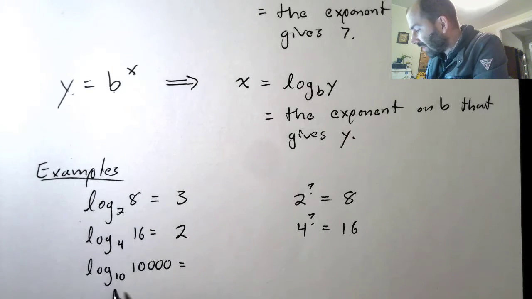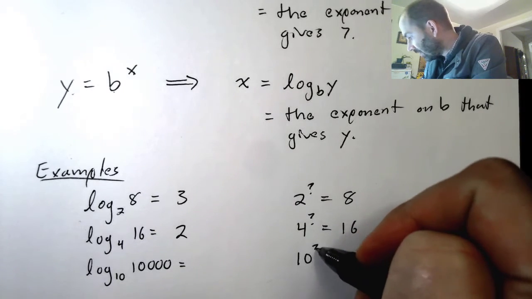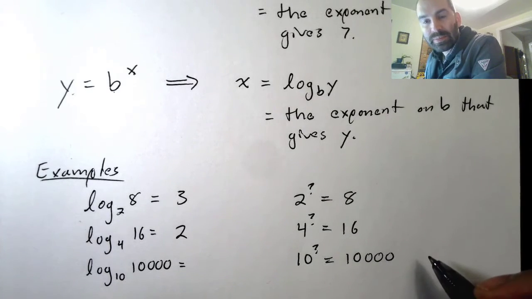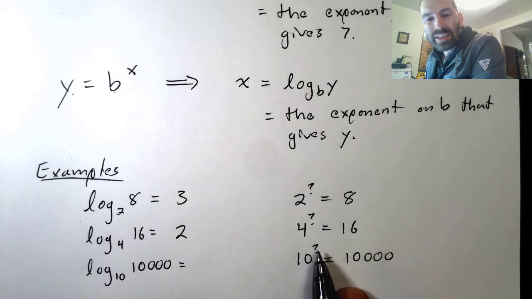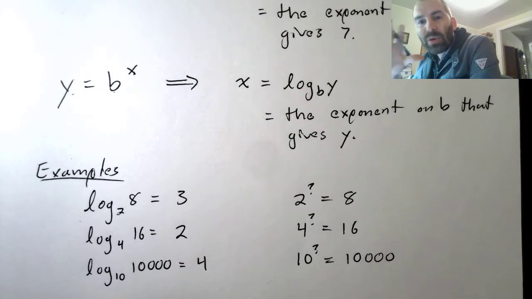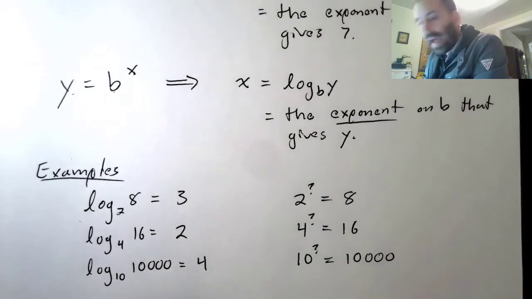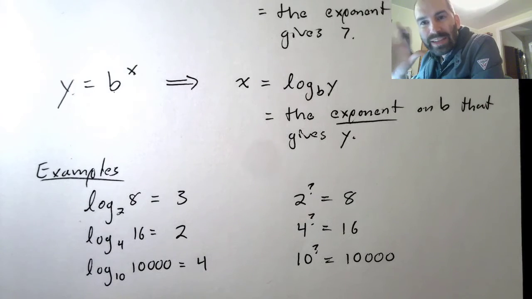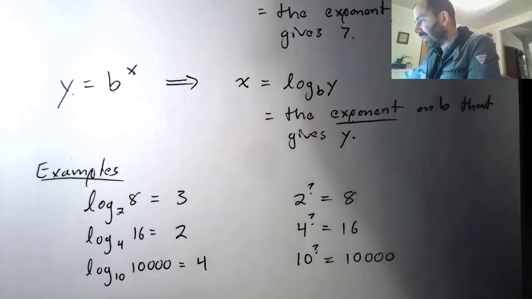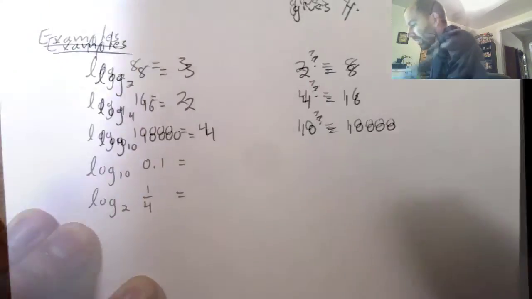What about log base 10 of 10,000? Well, that's the exponent on 10 that gives 10,000. 10 to the what equals 10,000? Well, I know that the exponent gives me the number of zeros here, so this must be 10 to the 4th. So logarithms give you exponents. When you're asked to find the logarithm, think exponent. I'm finding the exponent.